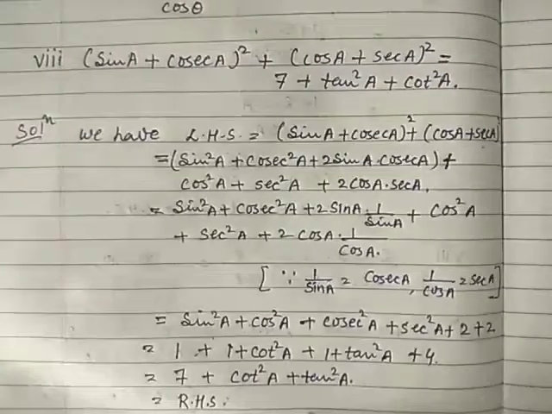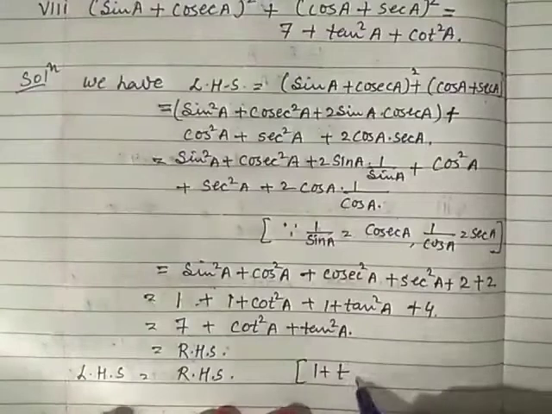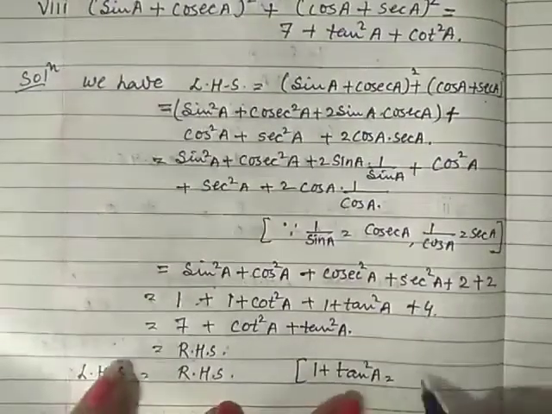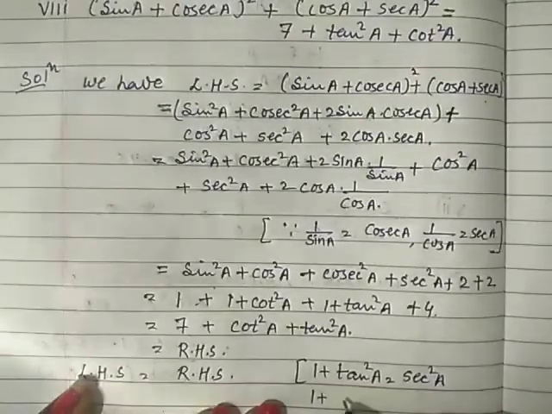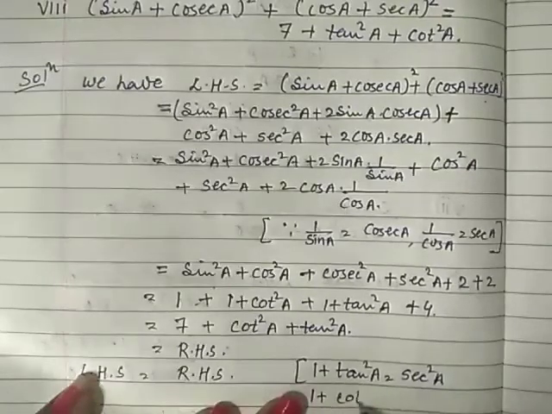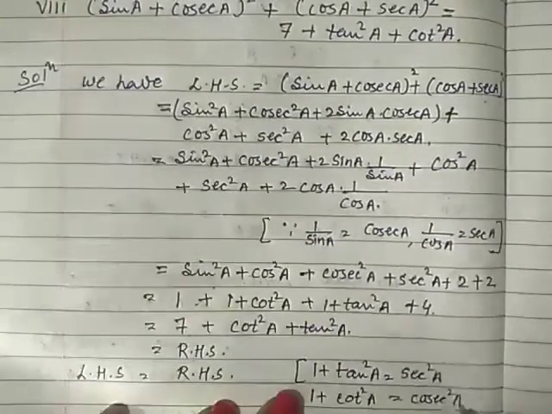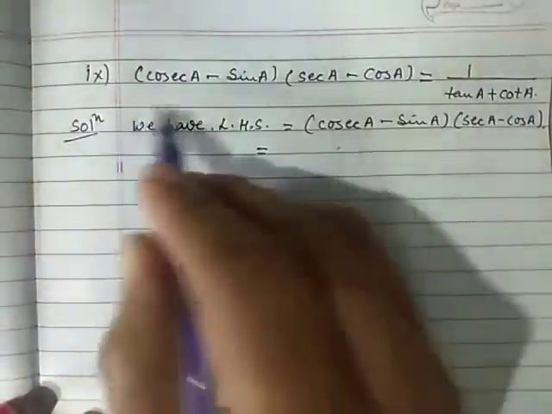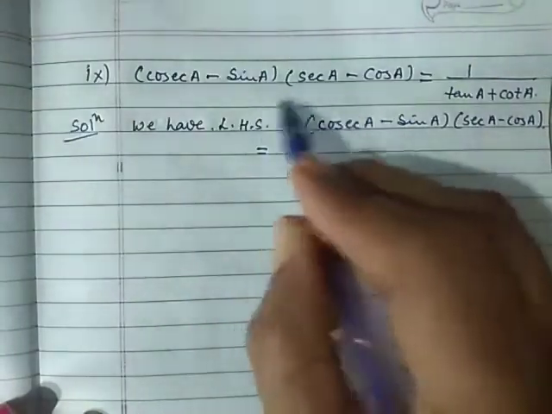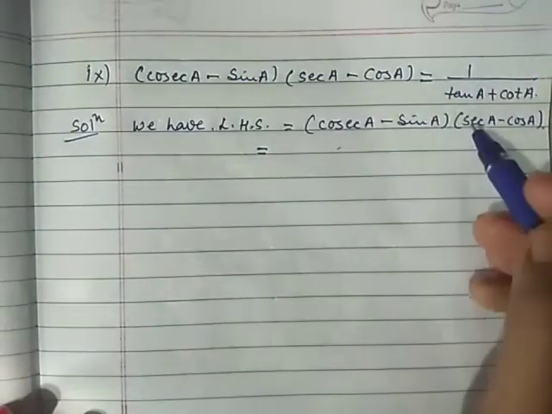Identities used here are 1 plus tan square A is equal to sec square A, and 1 plus cot square A is equal to cosec square A. These are two identities. Question number 9: (cosec A minus sin A) into (sec A minus cos A) is equal to 1 upon tan A plus cot A.